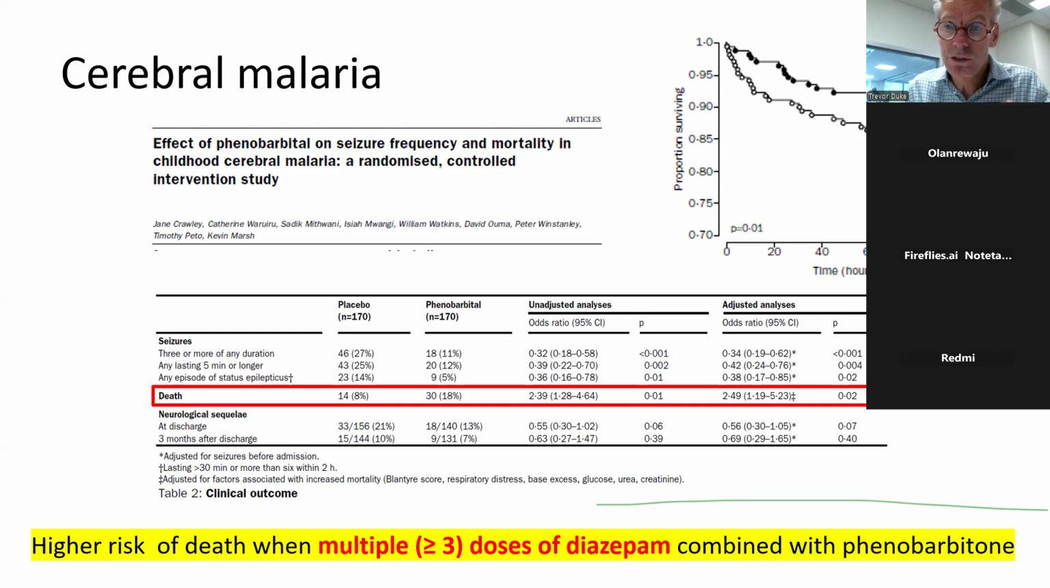And so any child who's needed more than 2 doses of a short-acting agent should, one, be on a longer-acting agent, and two, be monitored in an HDU or an ICU, because they're much more likely to have respiratory depression. This is a study that was done in children with cerebral malaria, a very important study, and it found that those patients that had required 3 or more doses of diazepam, combined with phenobarbital, did much worse. They had a much increased risk of dying.